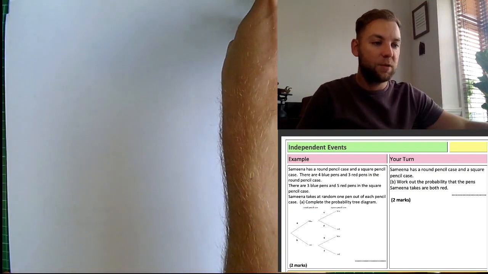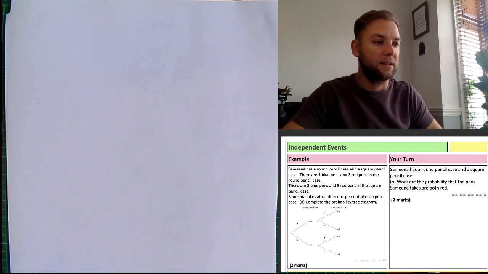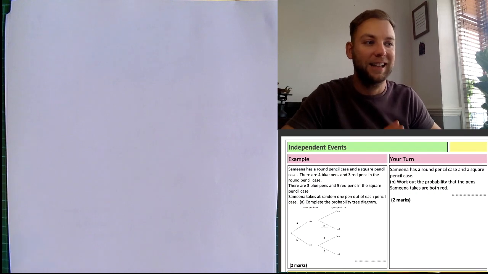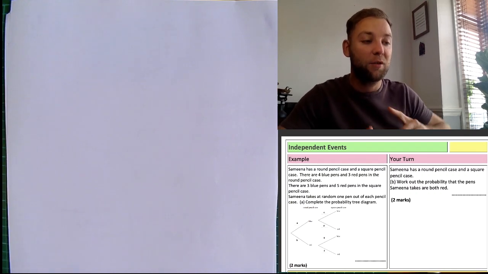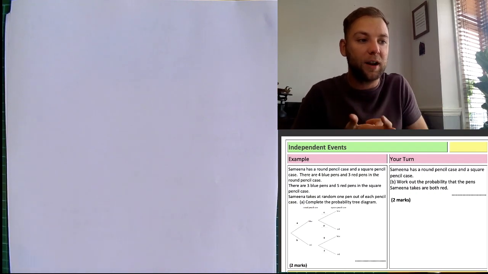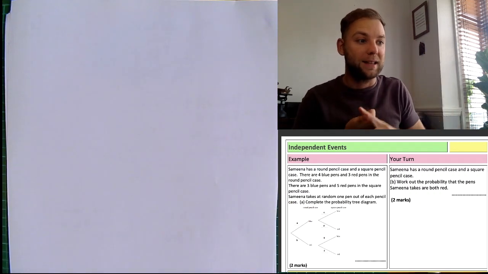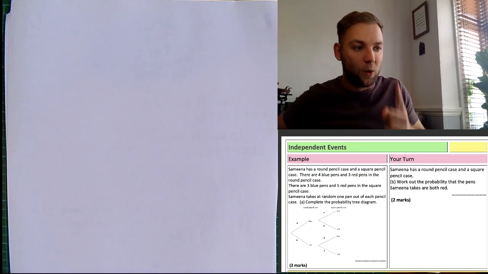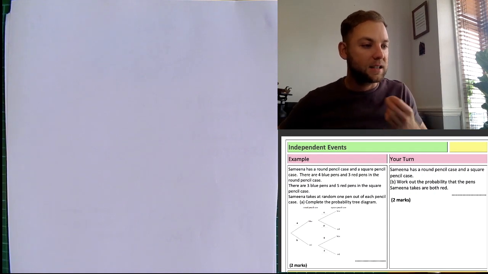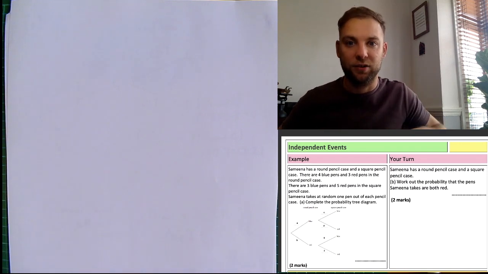So this one here says Samina has a round pencil case and a square pencil case. There are 4 blue pens and 3 red pens in the round pencil case, and there are 3 blue pens and 5 red pens in the square pencil case. Samina takes 1 random pen out from each pencil case. Complete the probability tree diagram.